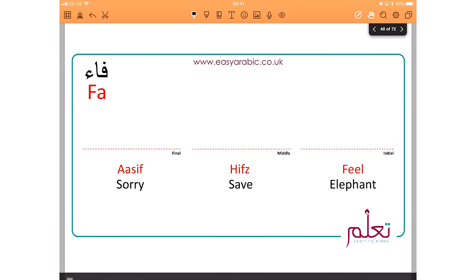Some examples. First one is fil, which is elephant. So, fa. Then we have the ya. Then we have the lam. Feel. Next one is hifth. So the ha. Then we have the fa. Then we have the dha. Hifth. Last one is asif. So we have the alif, then we have the seen, and then we have the fa. Asif.